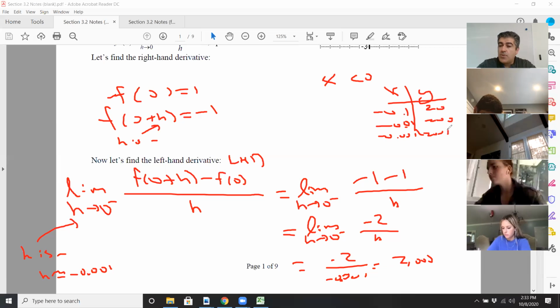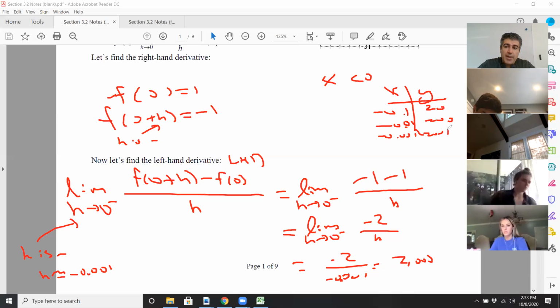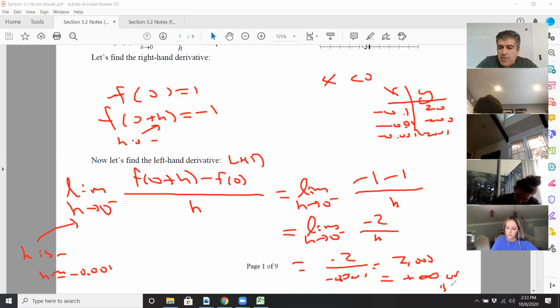So as h gets closer and closer to 0 from the left side, what's happening to y? It's going up forever. There's no limit to it, no bound. So we say this is actually going to be positive infinity. Or we can say it does not exist, because I don't know what that number is. It just keeps going up forever without boundary.